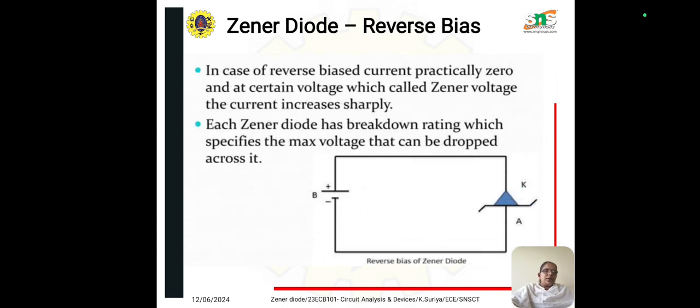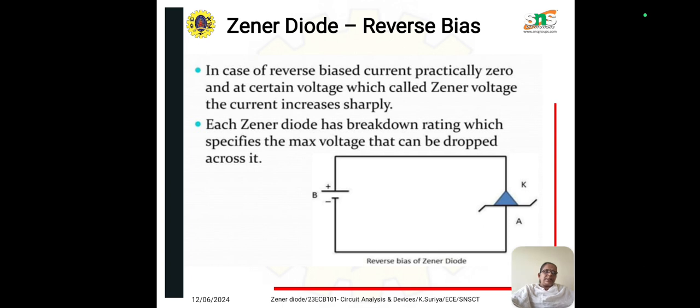So the Zener diode in the reverse bias condition, as I said, has the positive P type connected to the negative terminal and the N type connected to the positive terminal of the battery. In the forward bias condition, the Zener diode works as a normal diode, but in the reverse biased condition, a small leak current flows through the diode.